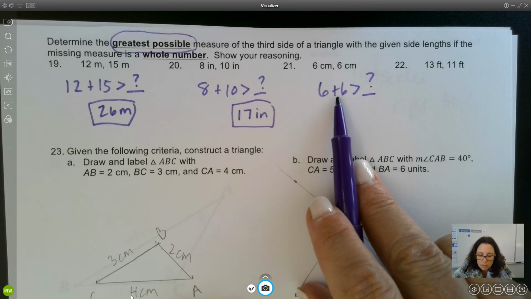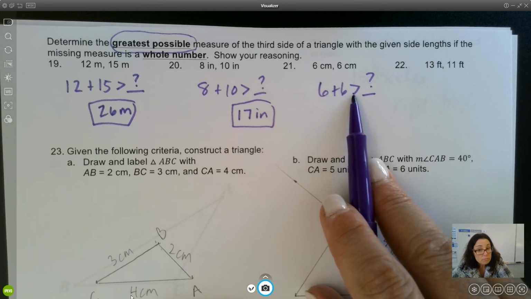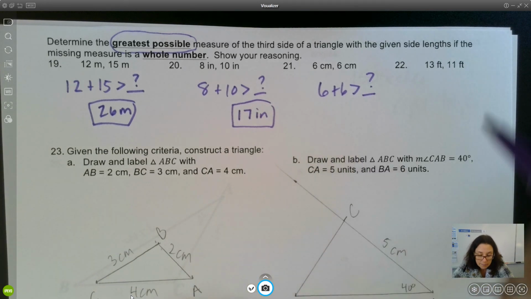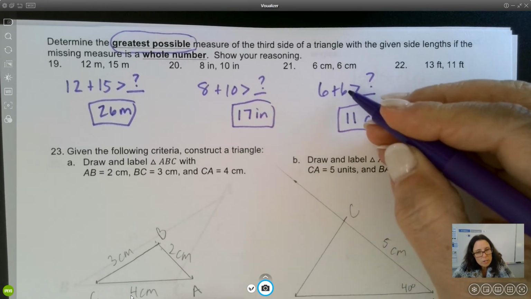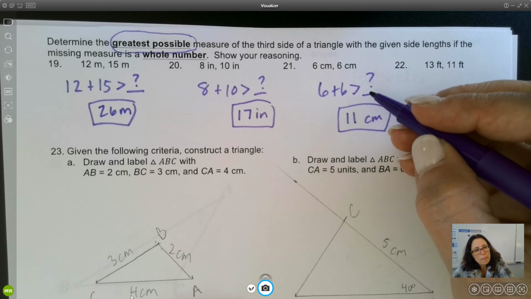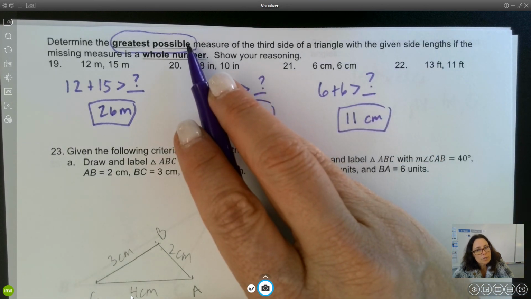Okay, this guy, 6 plus 6 is greater than question mark. Okay, this would be 12. 12 is greater than 11 centimeters. Okay, 12 is greater than a bunch of numbers, but we want the largest.